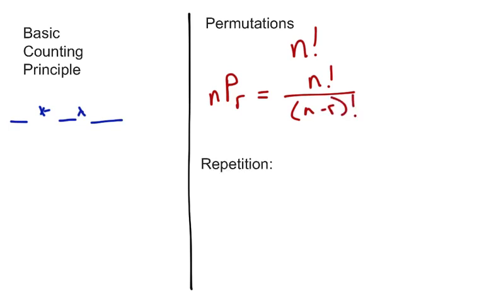And if there's any repetition, we're going to start with however many we have, whether it's n factorial or nPr. I'll just start with n factorial and divide by all the things that are repeated. There we go.